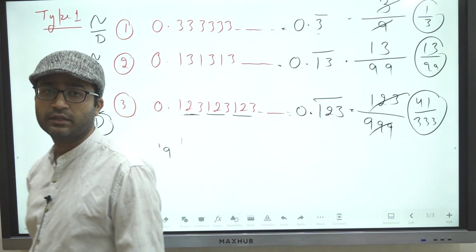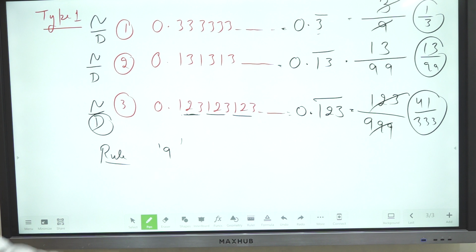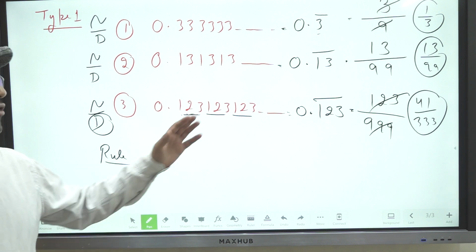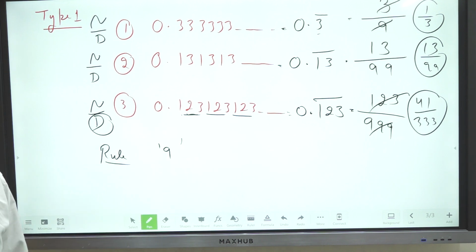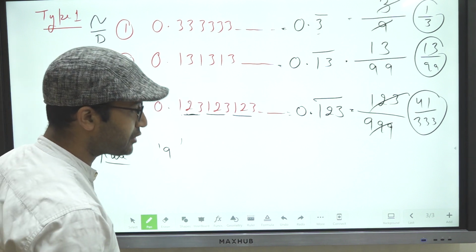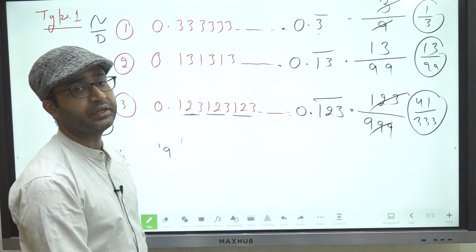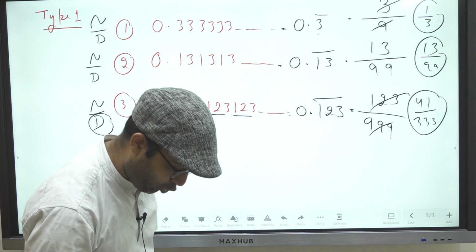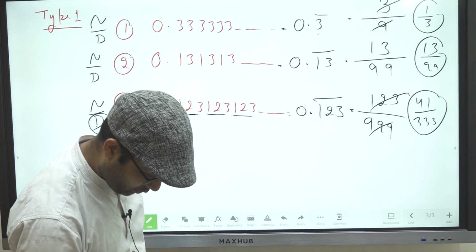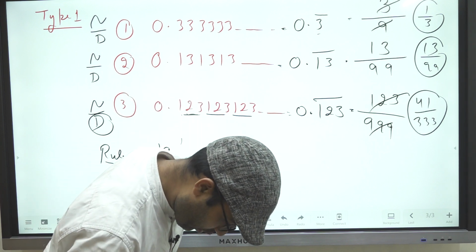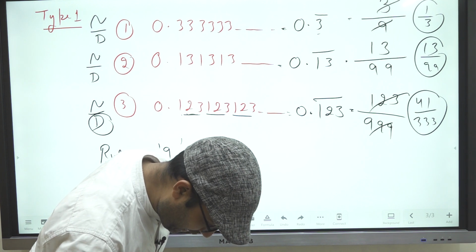That is the idea. तो पहले क्वेश्चन में आंसर आ रहा है 1 by 3, सेकंड क्वेश्चन 13 by 99, थर्ड क्वेश्चन 41 by 333. Now let me ask you 3 examples, and believe me, it will take only 2 seconds, not more than that. आपको 2 सेकंड से ज्यादा टाइम नहीं लगेगा.